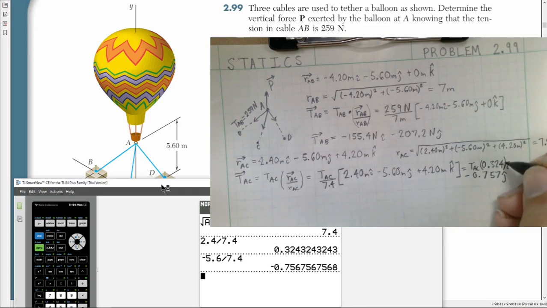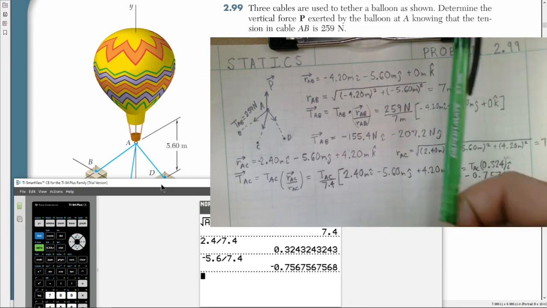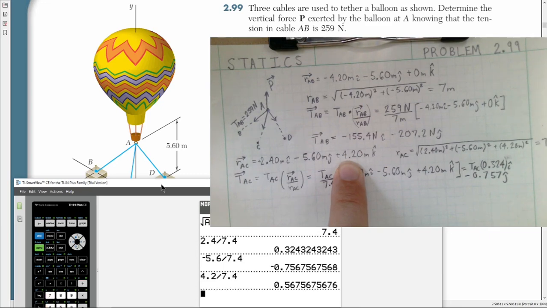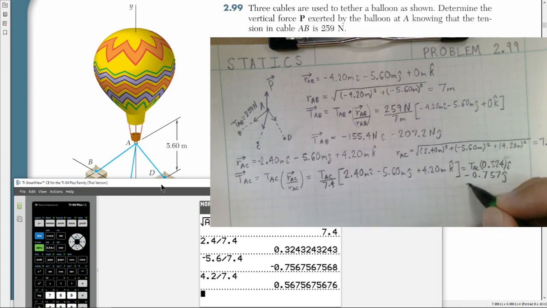And again, these were meters. These are units of meters. It's okay if we leave those units off every now and then. We want to remember that those units are there for meters. And then finally, we have our value of 4.20 meters divided by 7.4, which is going to give us a positive value of 0.568 meters in the k-hat direction.